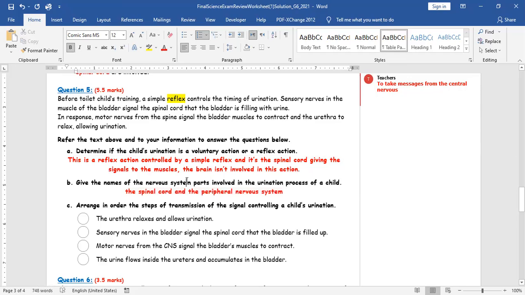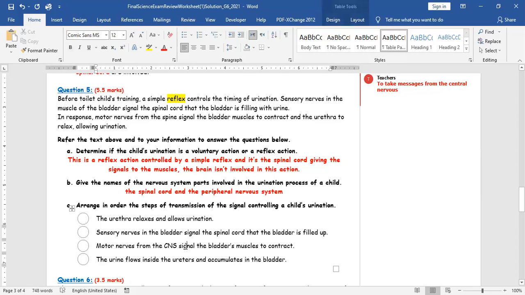Arrange in order the steps of transmission of the signal controlling a child's urination. So let's see, we have the urethra relaxes and allows urination. I think this is the last step. Sensory nerves signal the spinal cord, so there is a message coming to the spinal cord. Motor nerves from the central nervous system signal the bladder, so there is a message going from the spinal cord to the muscles. The urine flows inside the ureters and accumulates in the bladder.